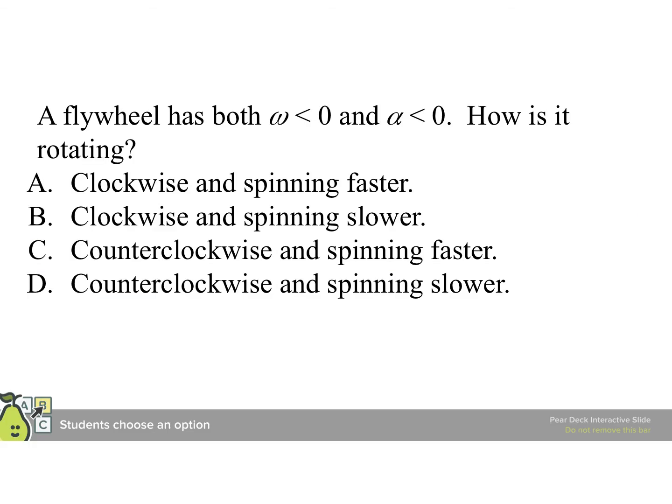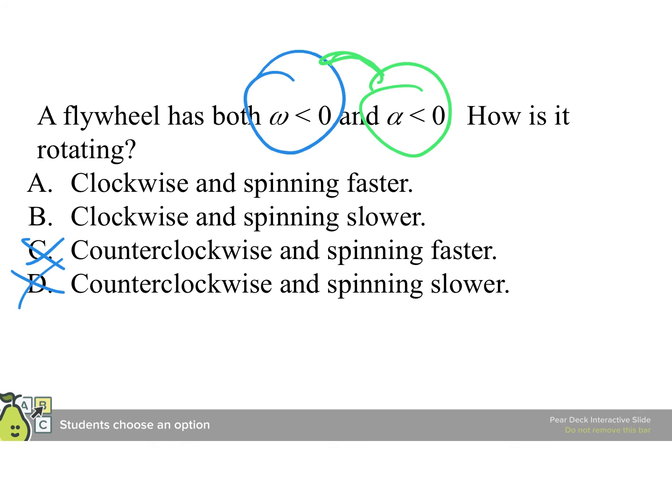A flywheel has both omega less than 0 and alpha less than 0. How is it rotating? A flywheel, by the way, is really just a large, heavy disk, generally used to store angular motion sometimes. Since omega is less than 0, we know it's moving clockwise, so these are both out. And since alpha is less than 0, they're the same sign, so it's getting faster, so it must be this one.